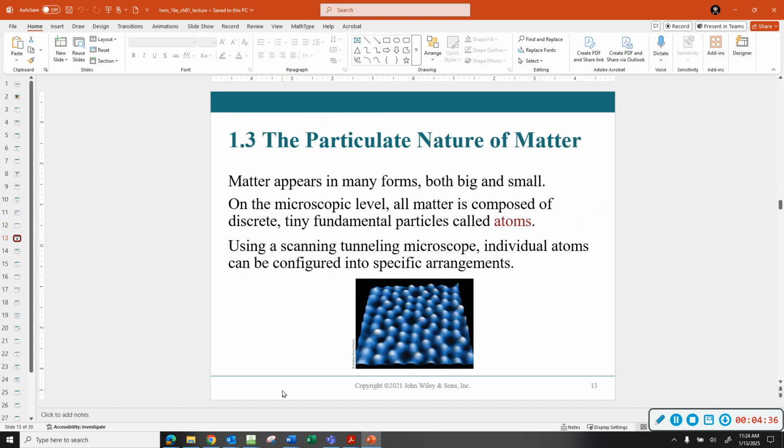All right, the particulate nature of matter. Matter is big, small, microscopic. It's always called atoms. This is actually a picture on the screen of an electronic microscope that could actually individually see atoms.